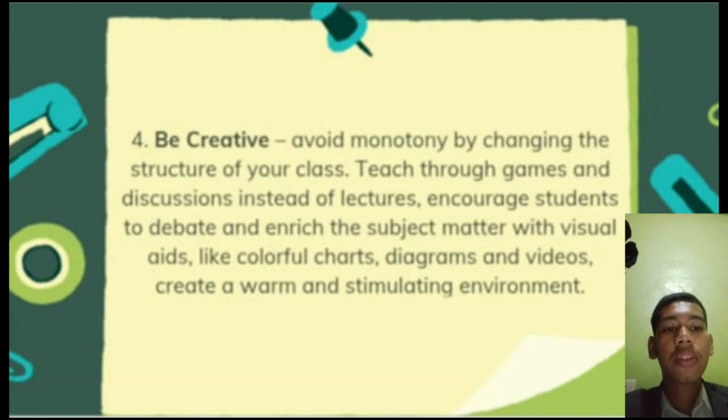So, keeping lessons creative and dynamic helps prevent monotony and keeps students engaged. Teachers can use games, discussions, and debates instead of just lectures. Incorporate visual aids like charts, diagrams, and videos to enhance understanding, and create a warm, stimulating classroom environment. By making lessons interactive and visually engaging, teachers can spark curiosity, maintain student interest, and improve learning outcomes.